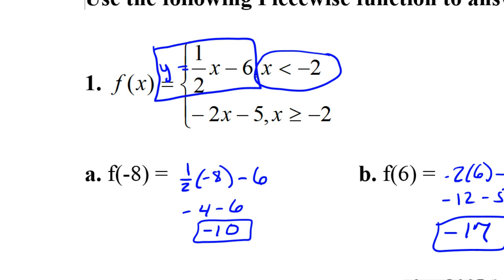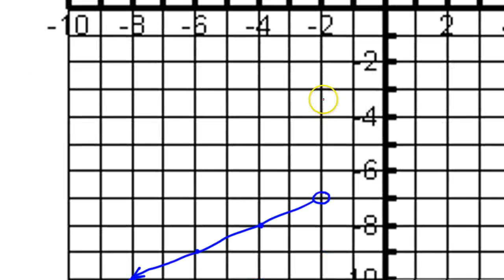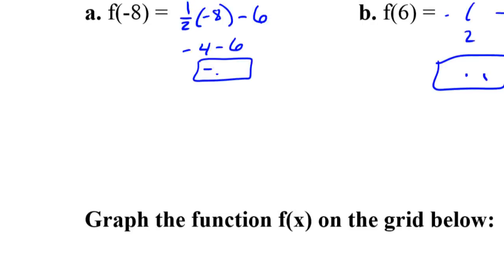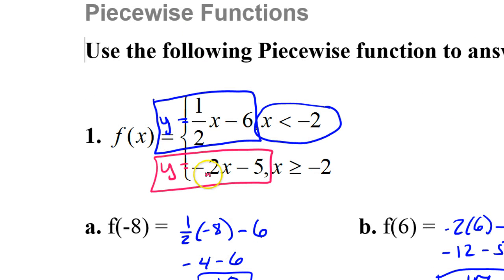Now this time I'm going to use this pink color. So now I'm going to do y equals -2x minus 5. So again, my y-intercept is -5, so I'm going to start there. Okay, so here's -5. All right, so there's my y-intercept right there. Now the slope is -2.